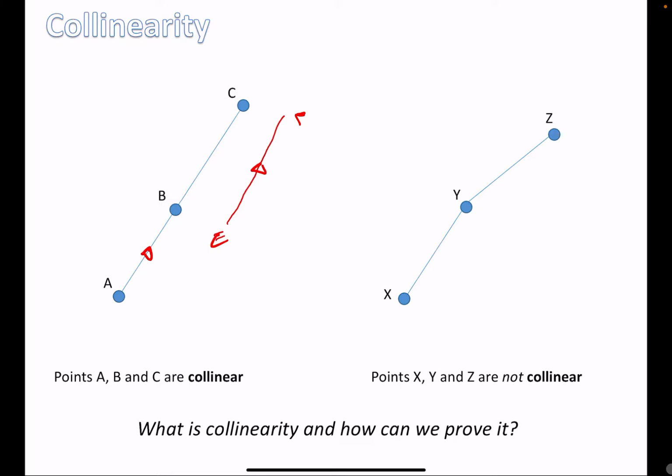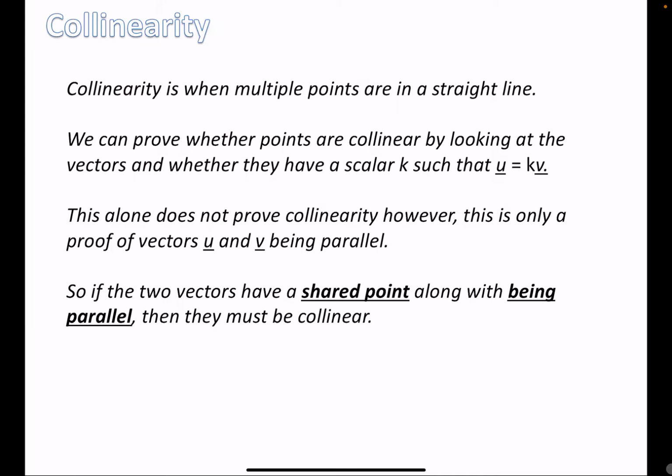So what we do is use the fact that we've got one common point throughout. So if we find that the line AB and the line BC are parallel with one another, the fact that we've used B in both of those lines tells us, therefore, that they must be collinear. And you've got to get that point across in your answer to the question. It can be quite complicated to write. So if the two vectors have a shared point along with being parallel, then they must be collinear. And this is what we're trying to prove in these questions.